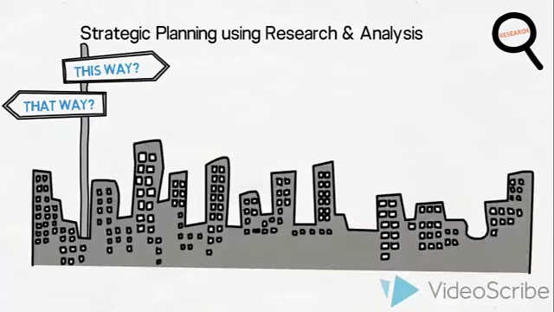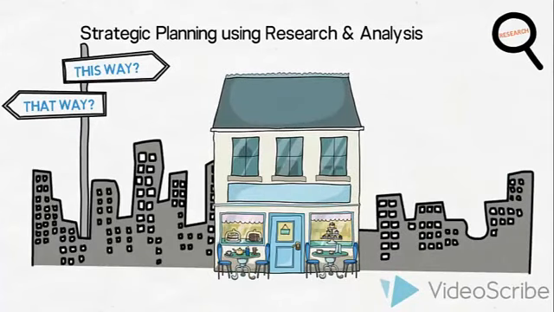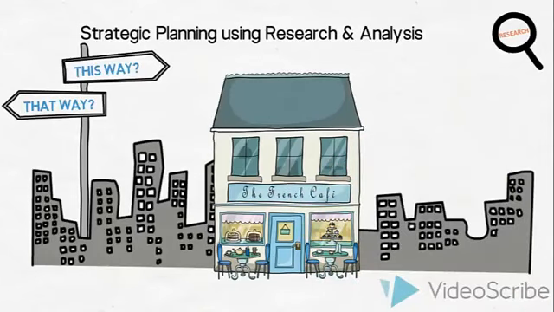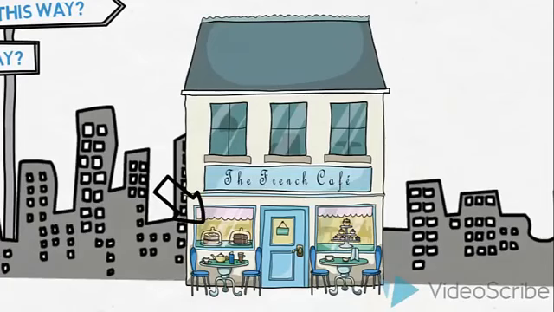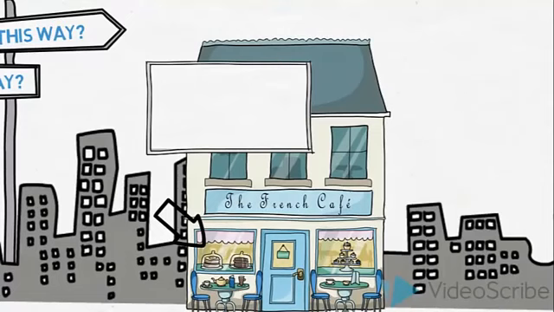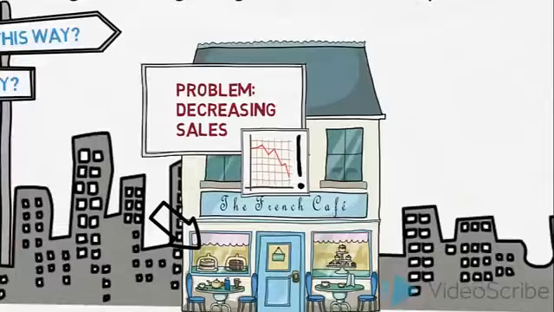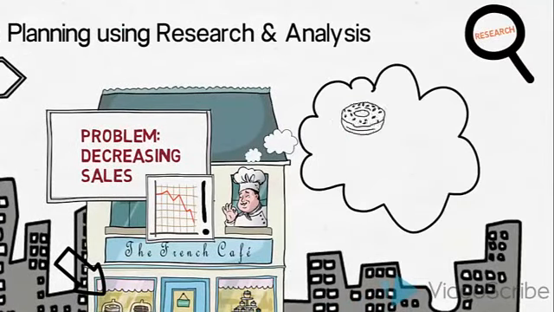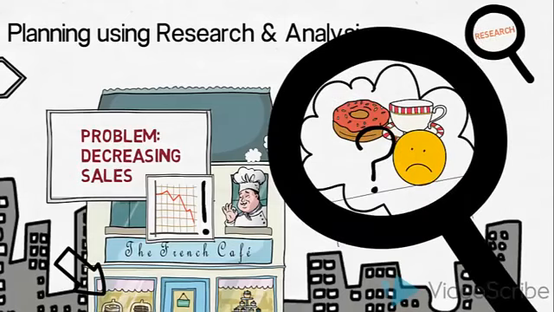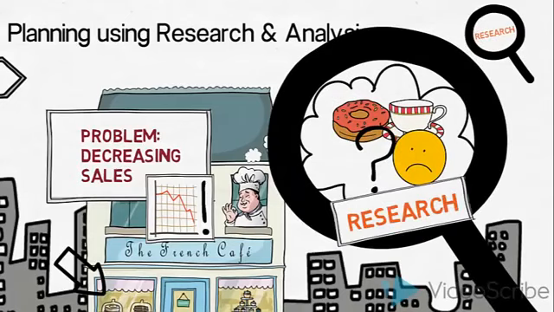Let us use an example. This cafe is located in a large city close to a busy high street. It's called the French Cafe, and it specializes in serving high-quality cakes and desserts. The French Cafe is troubled by the fact that less and less customers visit the cafe and sales are decreasing as a result. The owner would like to find out why the customers are looking elsewhere for their cakes and coffee. This could help him make decisions about what to do to turn things around. Therefore, he has decided to do some research.